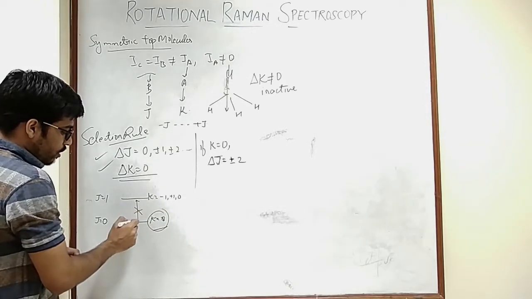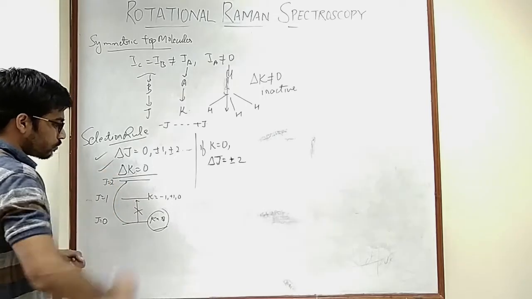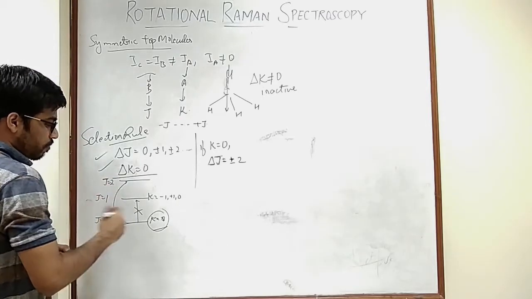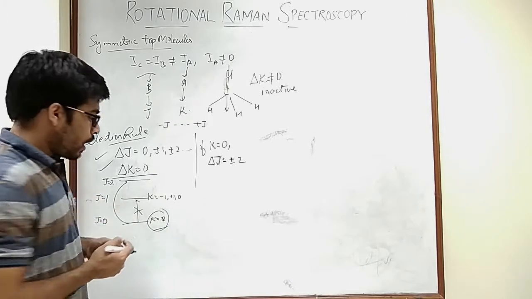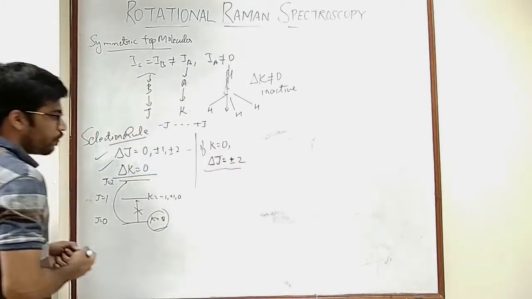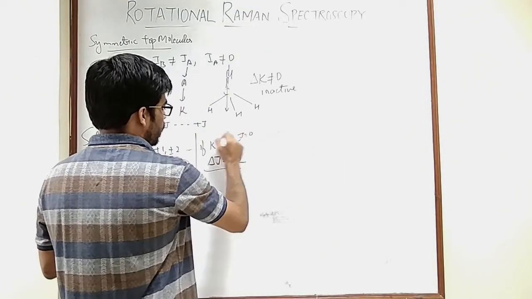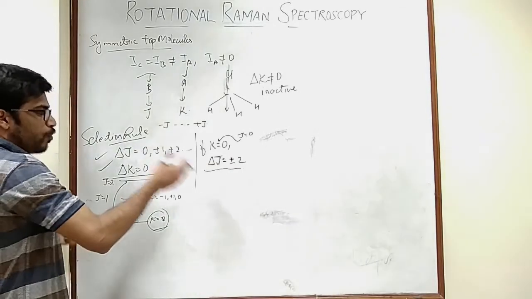This is a not allowed transition. You have to do a transition to J equals 2, so that you have, let's say, more allowed values of K. Fine. So this is the case for K equals 0, or let's say for J equals 0 we get K equals 0. For this we get delta J equals plus minus 2. How would the lines look like?